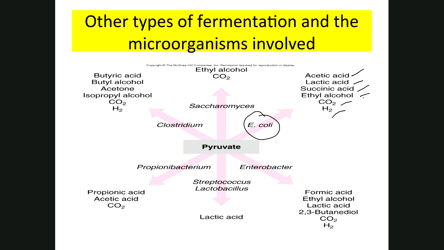We call these mixed acid fermentation, since it has so many acid products. Another bacteria called Enterobacter, when they ferment, they make formic acid, ethyl alcohol, lactic acid, butanediol, CO2, and H2. Because there's alcohol being produced, butanediol, well, there are acids also, but here's another alcohol too. We call these butanediol fermentation.